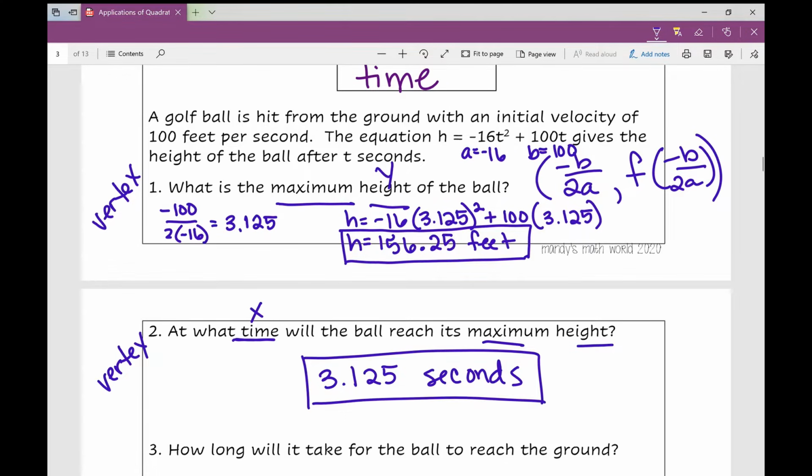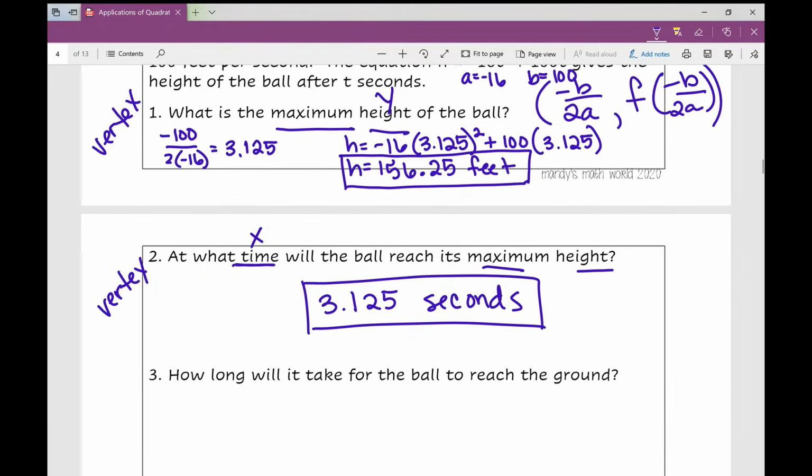And how long, that's time. How long will it take for the ball to reach the ground? Okay, so when it reaches the ground, my height will be 0. How long? We're looking for an x value. How long will it take for the ball to reach the ground? We're looking for a root or a solution or an x-intercept.